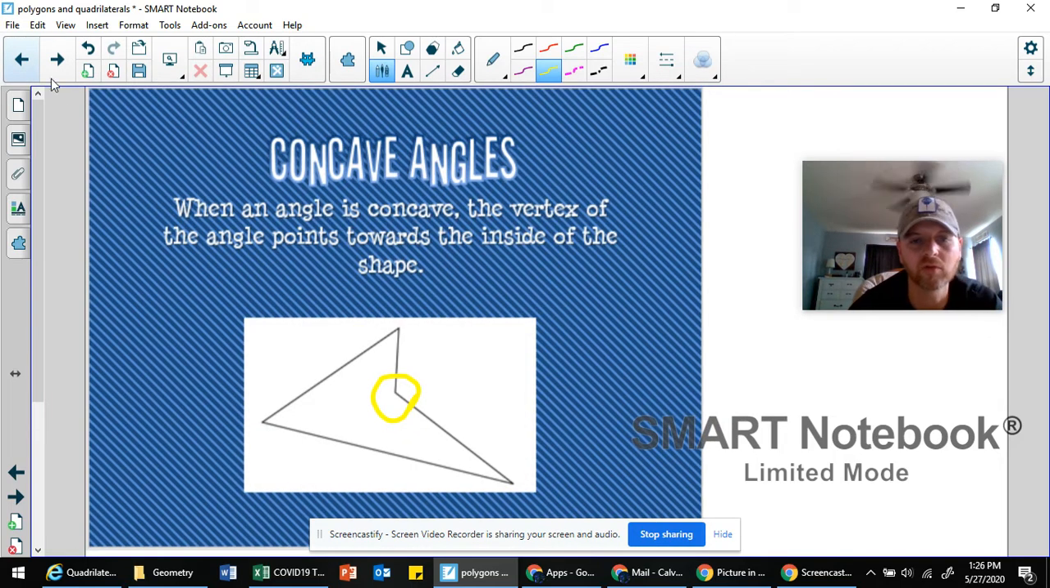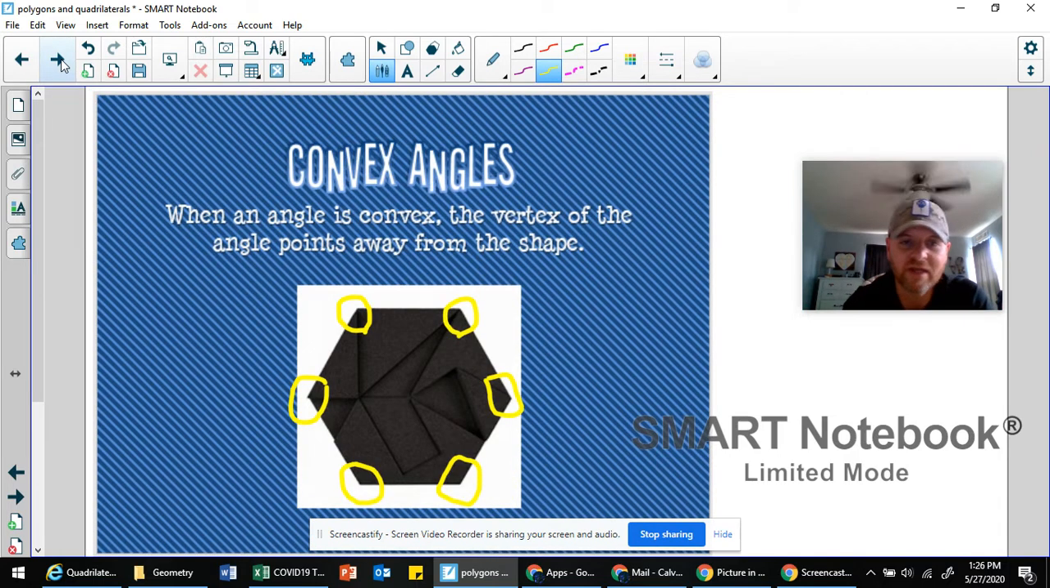So I want to go back to this one real quick. So this is concave, but notice this is convex, this is convex, this is convex. In order for a shape to be considered a concave shape, all it needs is one angle that's concave. This has no concave angle, so this would be an example of a shape that's convex, all right?